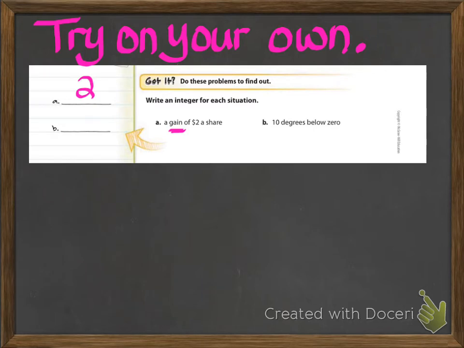B says 10 degrees below 0. All right, well, 0 indicates like 0 degrees. So since it's a below number, you need to indicate it with a negative symbol. So therefore, part B is -10. So it's pretty straightforward and pretty basic.